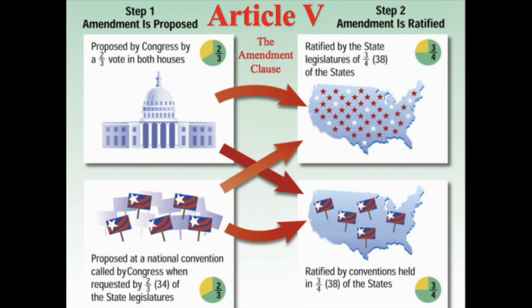Notice that the power to amend the Constitution is squarely within the hands of the people, as theoretically, the people could circumvent the legislative, executive, and judicial branches of the national government to secure an amendment and change the United States Constitution.